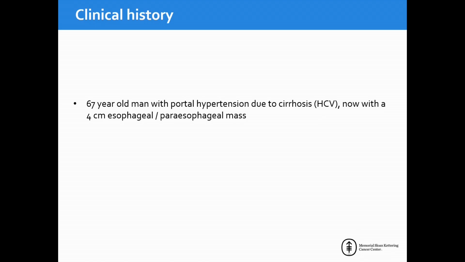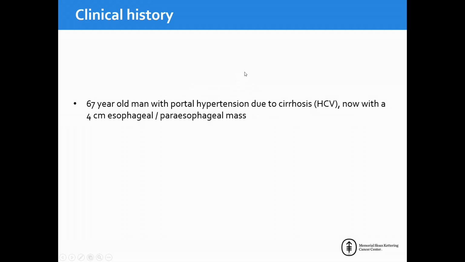Thanks, Mira. So my case that I'm presenting today is that of a 67-year-old man with portal hypertension due to cirrhosis, now with a 4-centimeter esophageal, paraesophageal mass. By the way, this is my only connection to liver today.